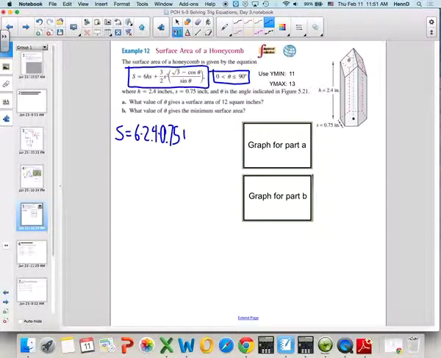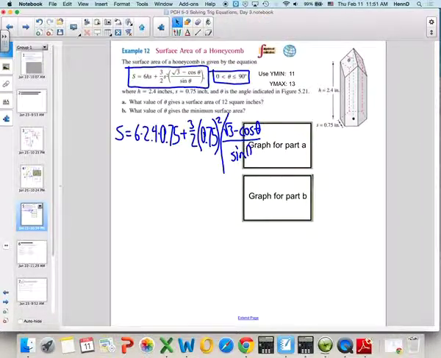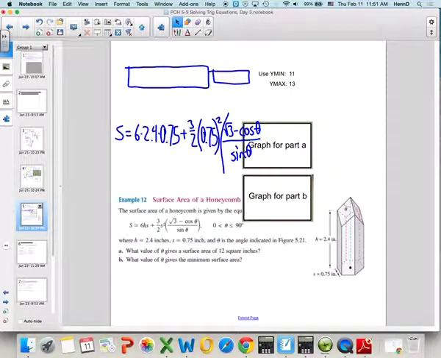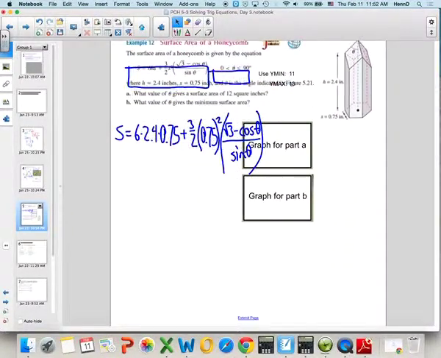And then plus 3 halves times 0.75 squared times that big old square root. Root 3 minus cosine theta. Doesn't say theta is the angle indicated in figure 5.2. Yes. Oops. Okay, I lost my pen. There we go. All right, let's put this back up here.